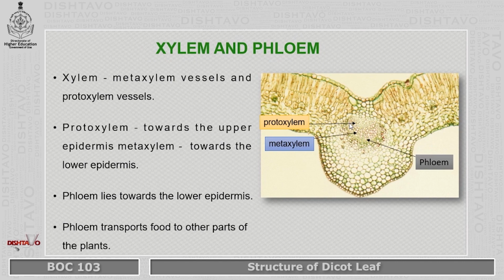Xylem consists of protoxylem and the metaxylem vessels. These can be easily distinguished based on their sizes. As seen from the picture, protoxylems are smaller in size, whereas the metaxylems are larger in size. The protoxylem lies towards the upper epidermis and the metaxylem towards the lower epidermis. Phloem lies towards the lower side, that is the lower epidermis. The main function of phloem is to transport food to the different parts of the plant.